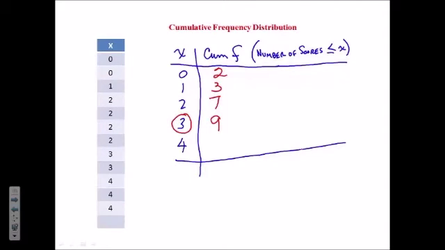And finally, we did 3 already, so let's go to 4. How many scores are less than 4? 1, 2, 3, 4, 5, 6, 7, 8, 9. And then how many are equal to 4? 3. 9 and 3 is 12. That would be a cumulative frequency distribution for our data.